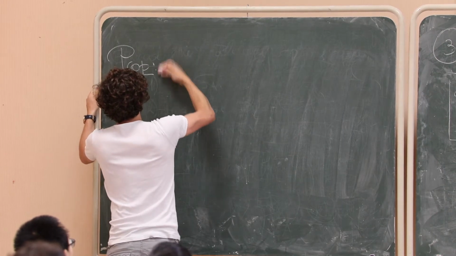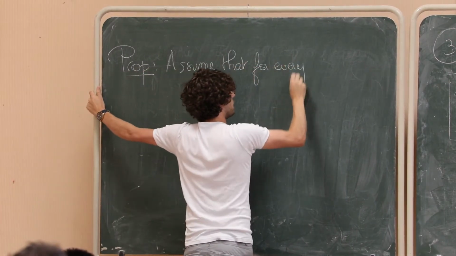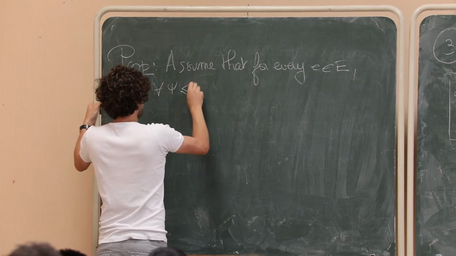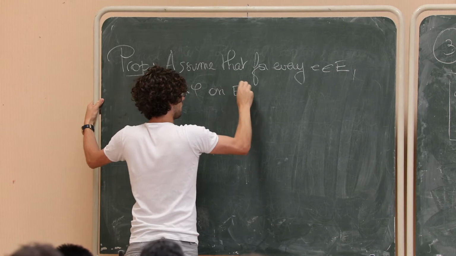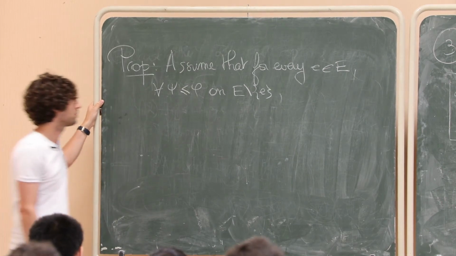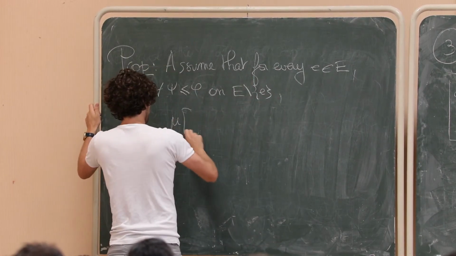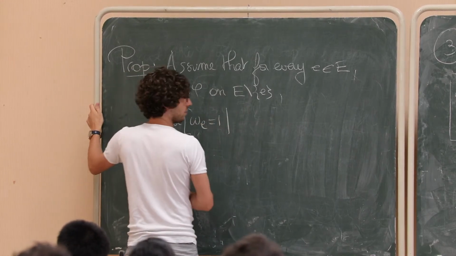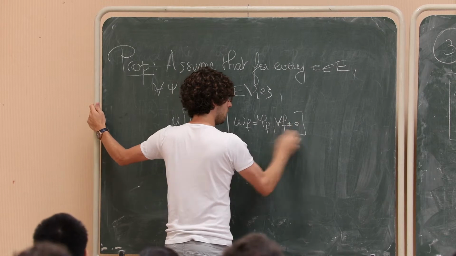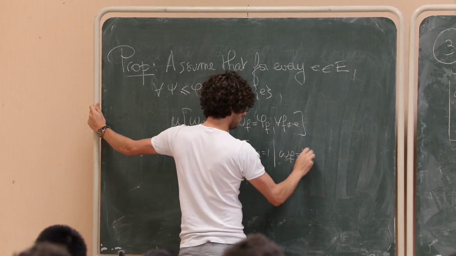So assume that for every edge E in my graph, and for every psi smaller than phi on the graph minus E, so I give myself two configurations outside E, assume that the probability that omega E is equal to 1, knowing that omega F is equal to phi F for every F not equal to E, is larger or equal to nu of omega E equal 1, assuming that omega F is equal to psi F.